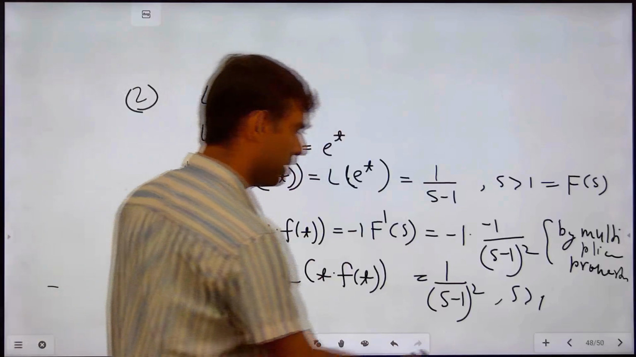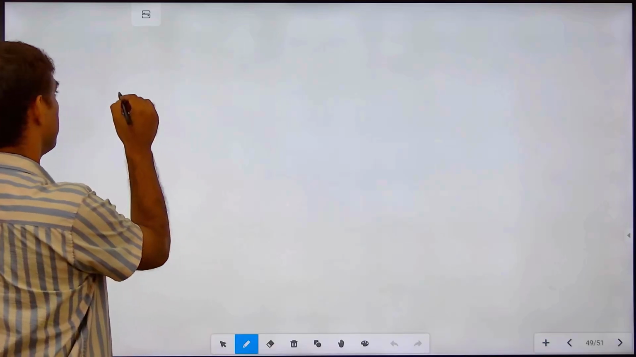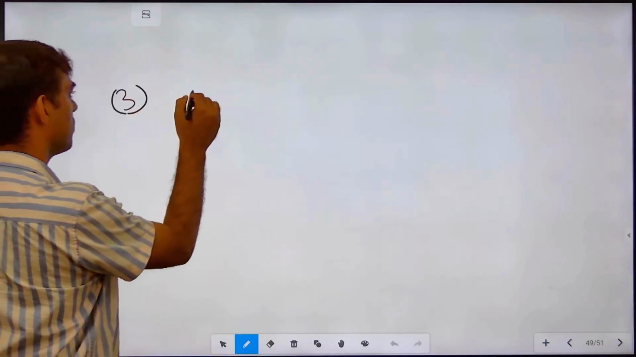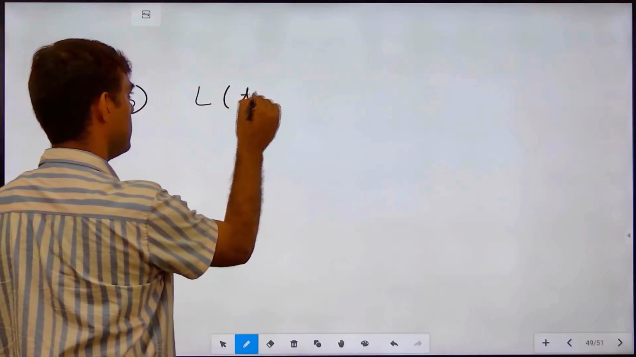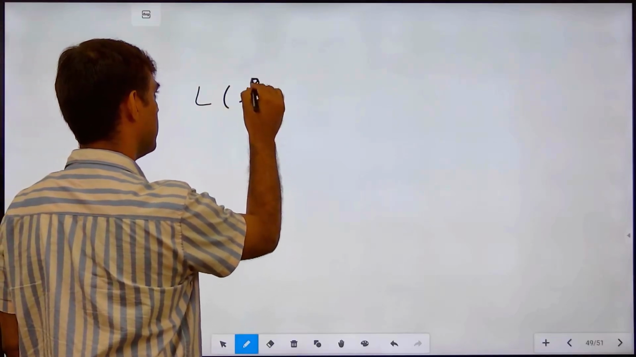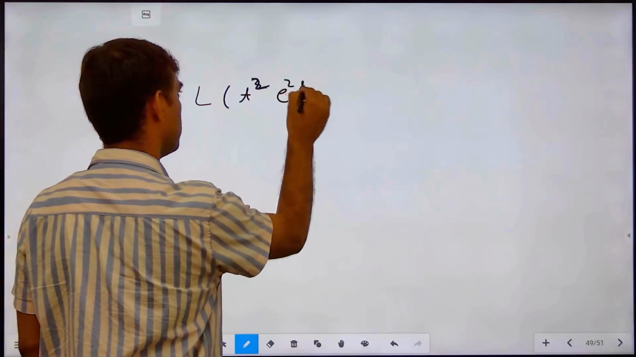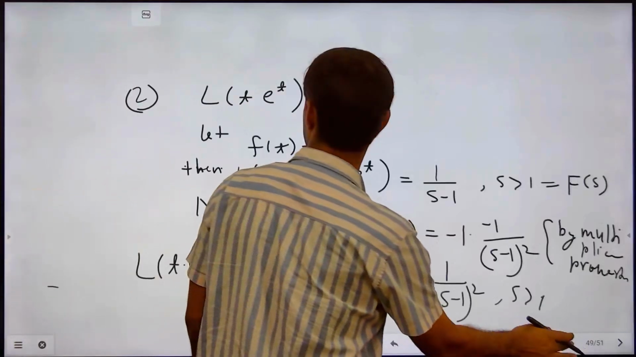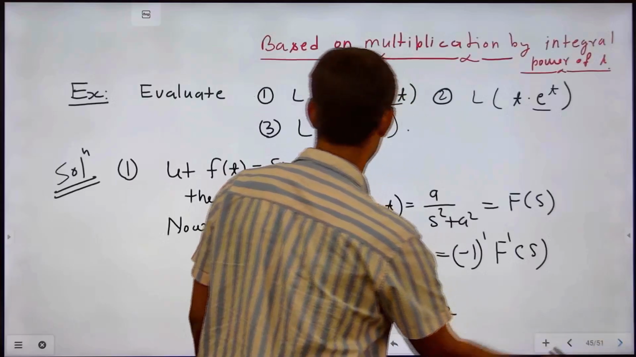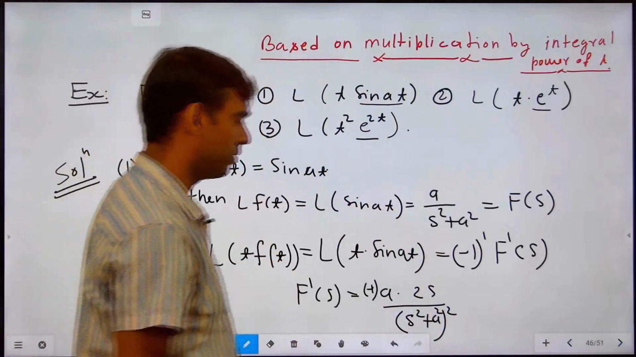So what is the third problem? The third problem is to find the Laplace transform of t squared, multiplied by t squared, e to the power 2t. T squared e to the power 2t.